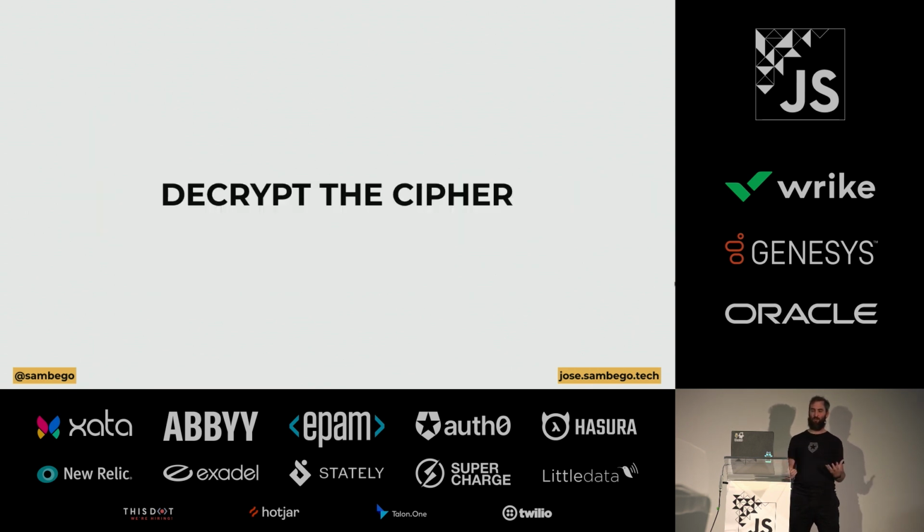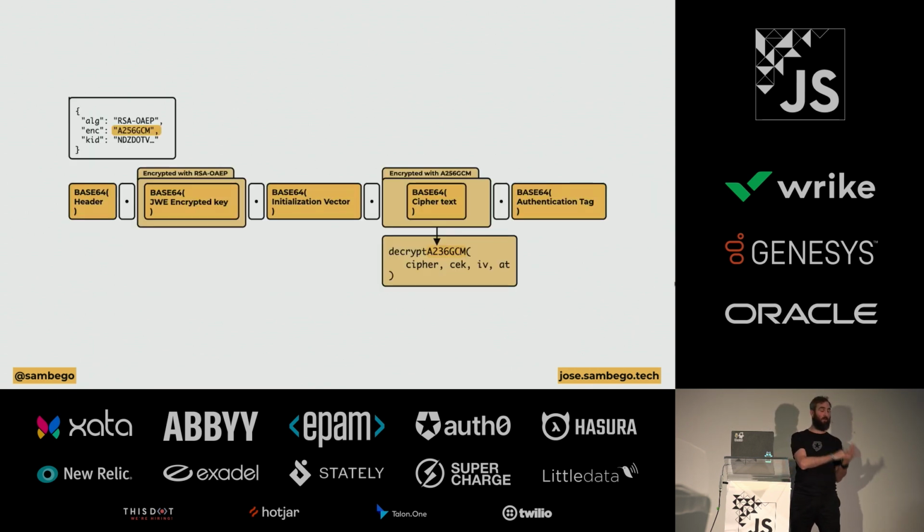So to decrypt the actual cipher, we're going to look in our header again. We see that we have to use the A256GCM algorithm here, which is a symmetrical algorithm, and it accepts a few things in this case. The cipher, the actual encrypted message in this JWE, the decrypted content encryption key, so the key that we decrypted in the previous step, together with the initialization vector, which is the third part, and the authentication tag, which is the fifth part. Sometimes the initialization vector is empty, but that's just an FYI.